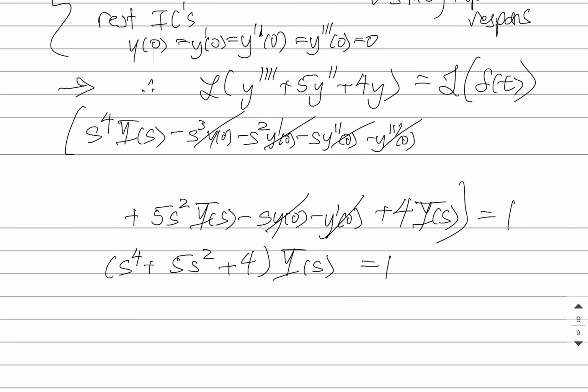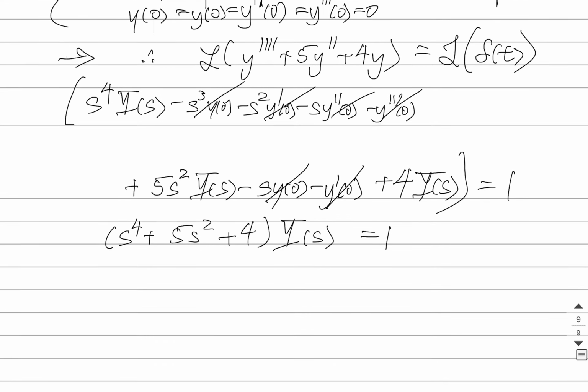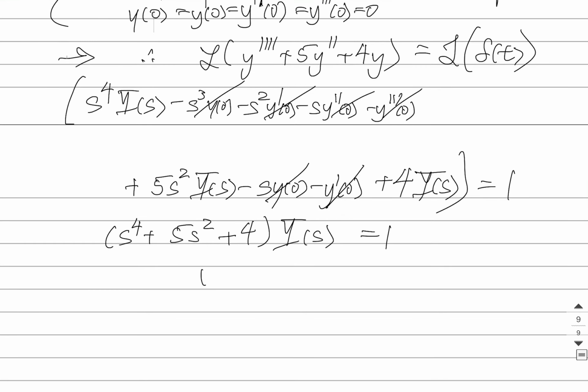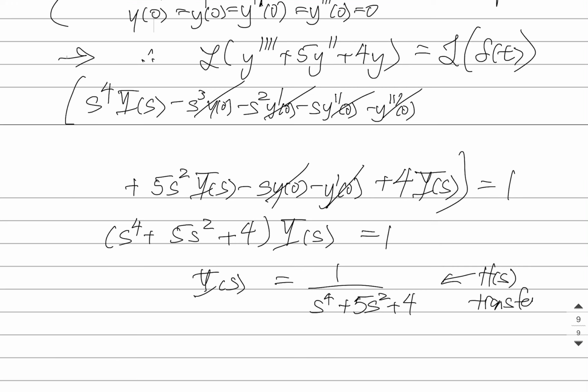We see that mirrored with a fourth degree polynomial out front. This is going to get us the transfer function. The transfer function here is always the reciprocal of that polynomial. So this is H of s. This is the transfer function. And it's a fourth order problem.